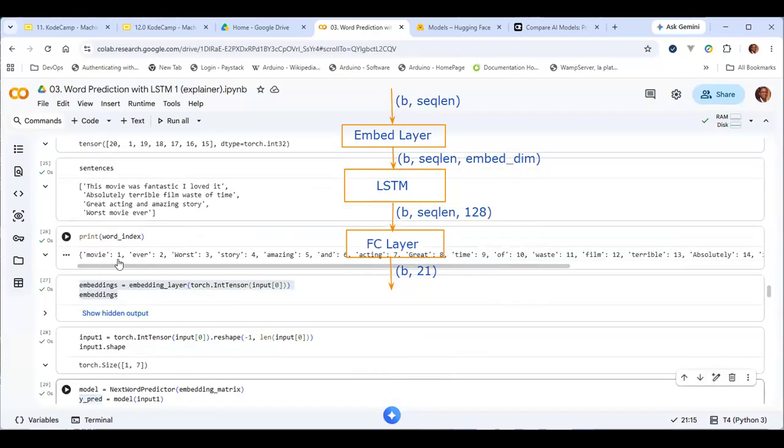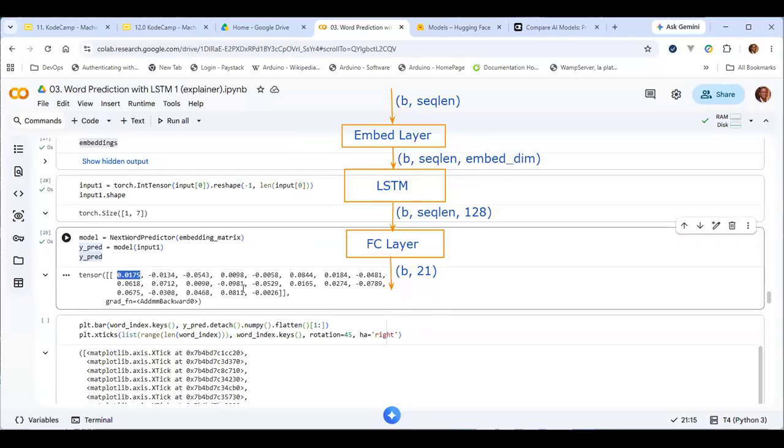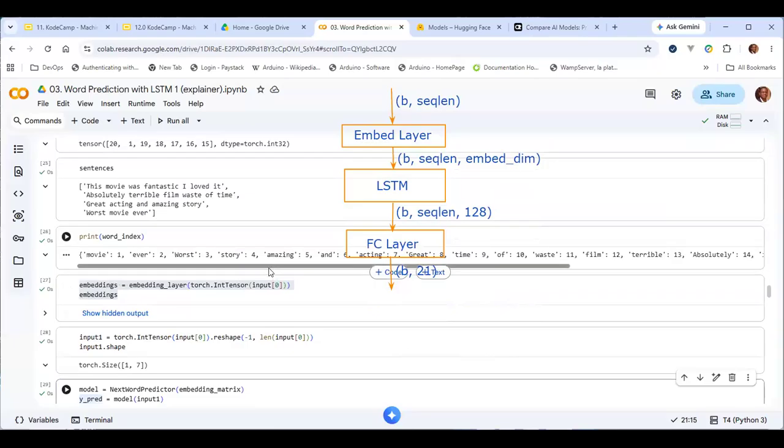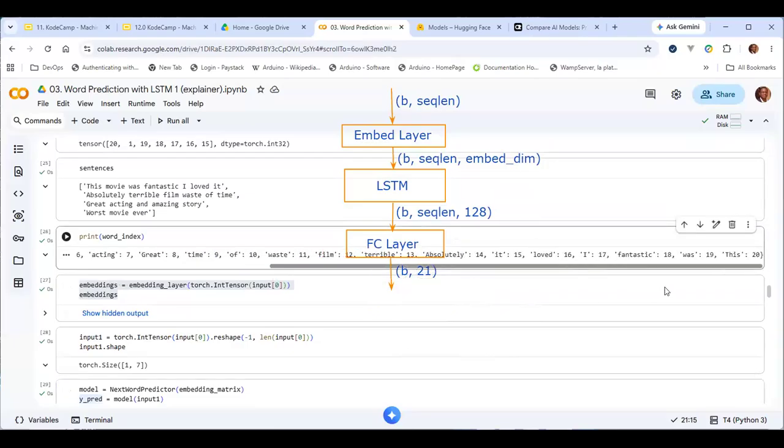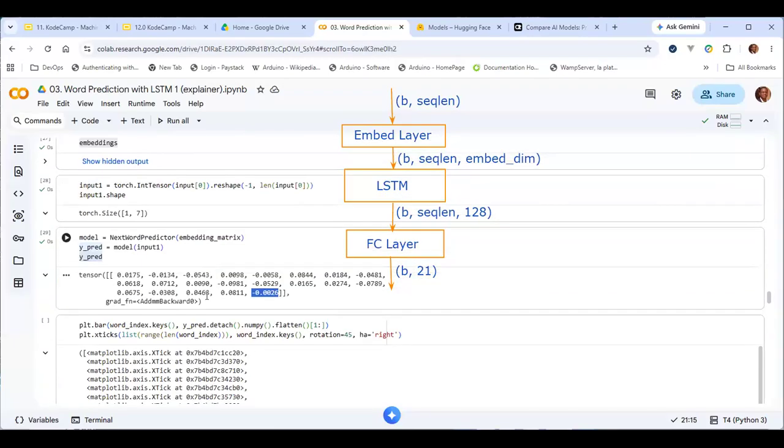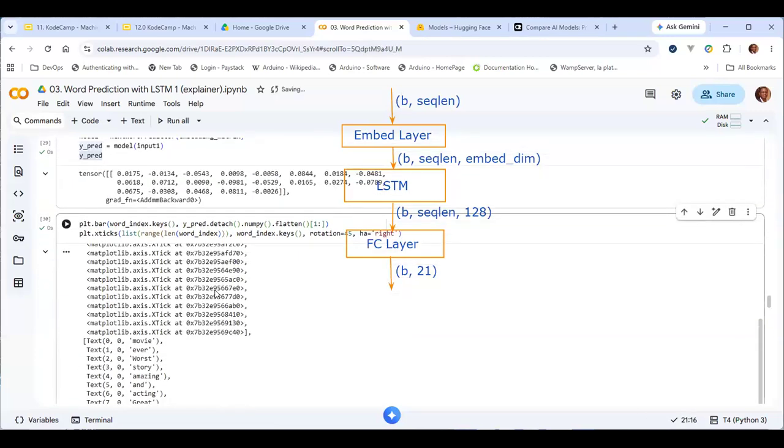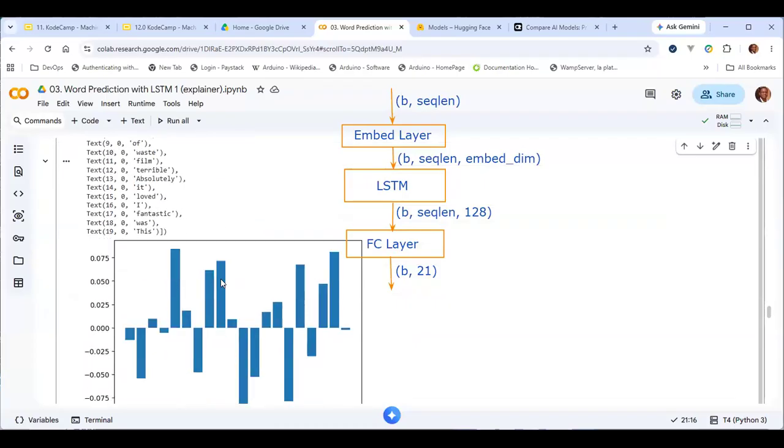Position 1 is movie. Position 2 is ever. Position 20 is what? Position 21 is this, right? And so on and so forth. So each of these represents which word is likely. So what we would then do is turn this into a logistic.